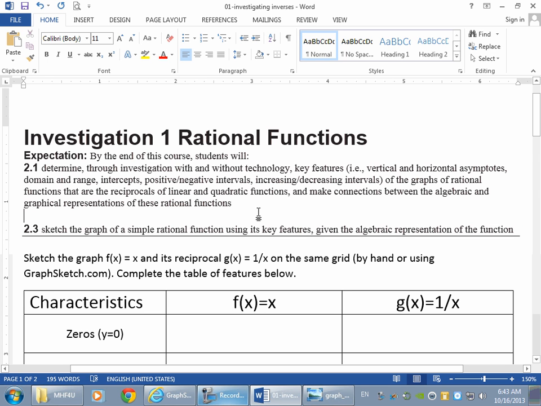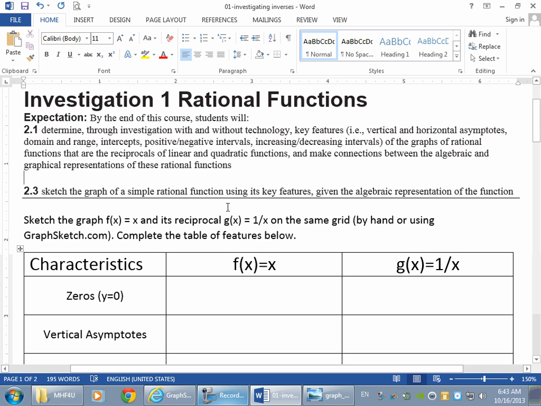Now, I'll say up front, if you want to print the handout, that's fine. If you want to just use it as a reference and make a similar table to what you'll be seeing down below in your notebook, that's fine as well. If you want to download the sheet and just keep it as a Word file, that's fine.